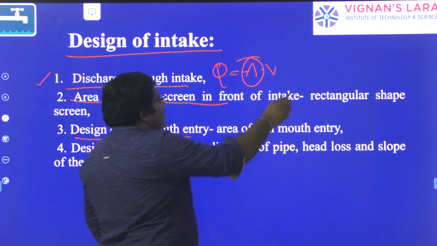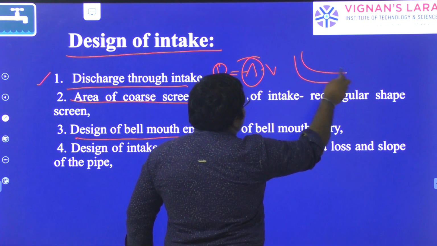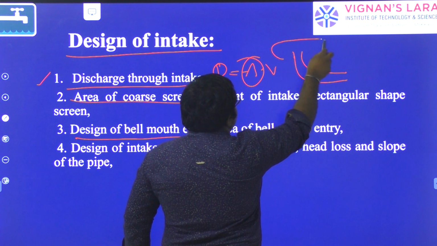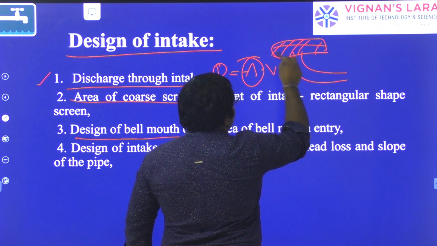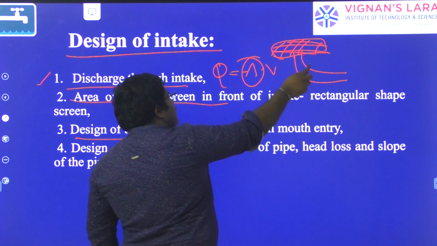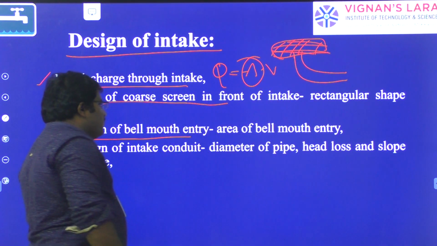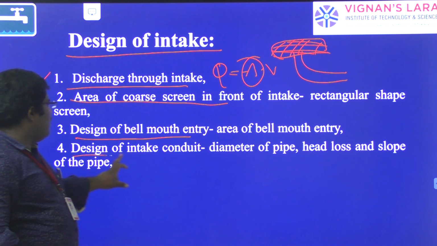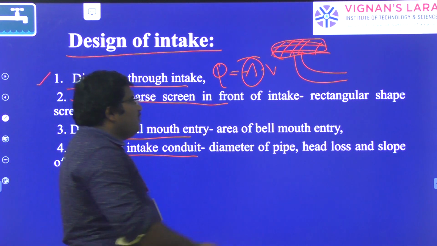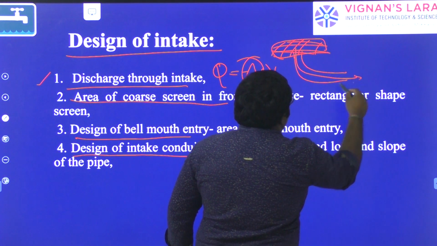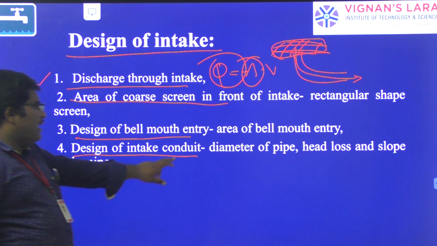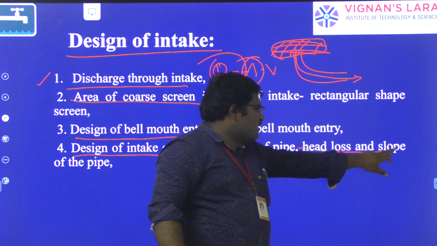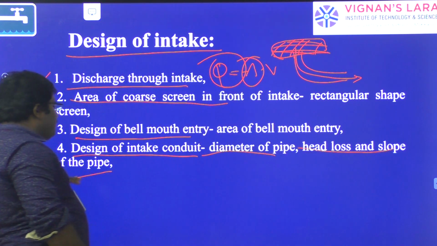So if you have any intake, it will be like this, the pipe, this is the screen, and over this we have the bell mouth entry. Next, design of intake conduit. Conduit means, from here, what is the size of pipe required to meet this discharge. And also what is the diameter required, what is the head, length and slope of the pipe.